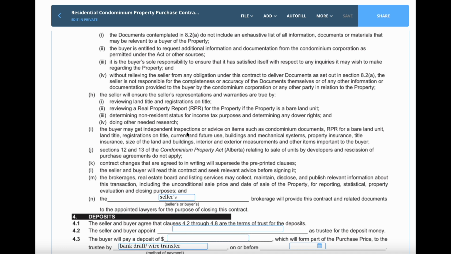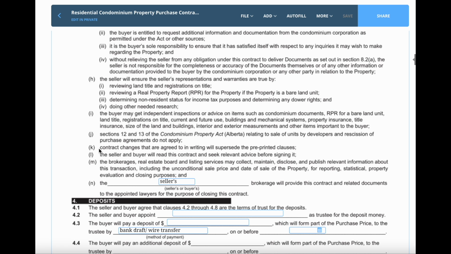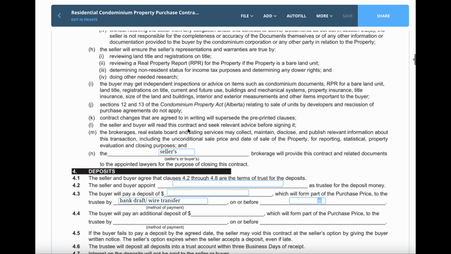The buyer may get inspections or advice on the condominium documents. Of course, you can use professionals to do this and help you with this. Other items important to the buyer. Seller and buyer will read this contract and seek advice before signing it. This never happens. The mortgages, the brokerages, the real estate board may collect information, of course.